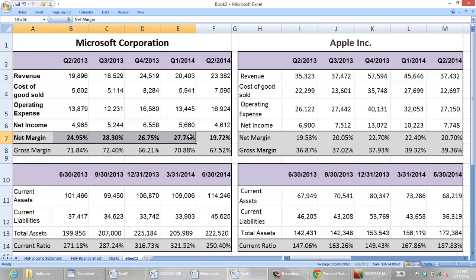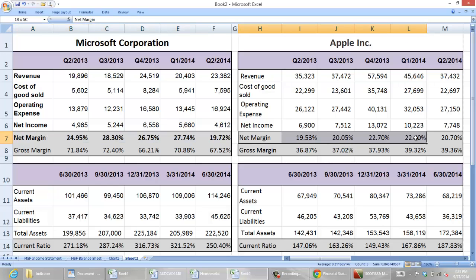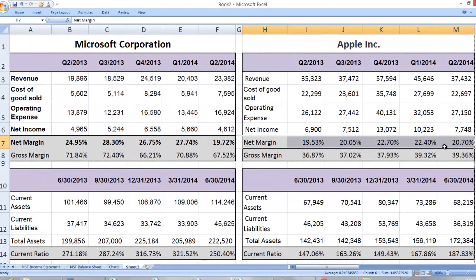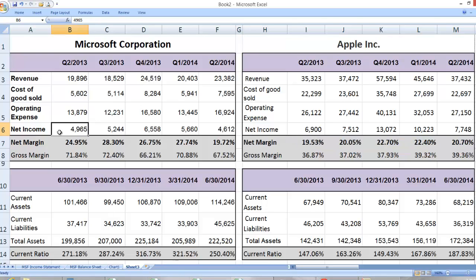People can use the ratio to make the comparison between the two firms. It is one of the most important uses of ratio, making a comparison. You can see that it is difficult for us to compare the net income of Microsoft, say 4965, versus Apple in the same quarter of 6900. Because the sizes of the two companies are different, sales are different.